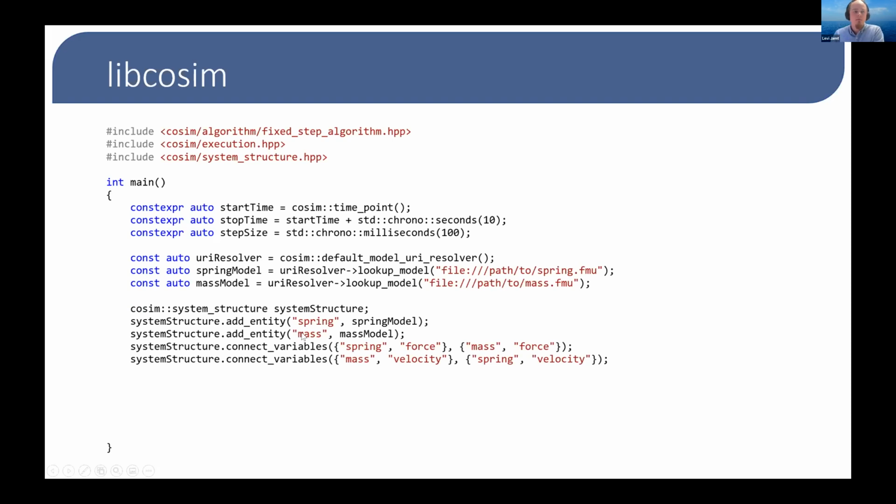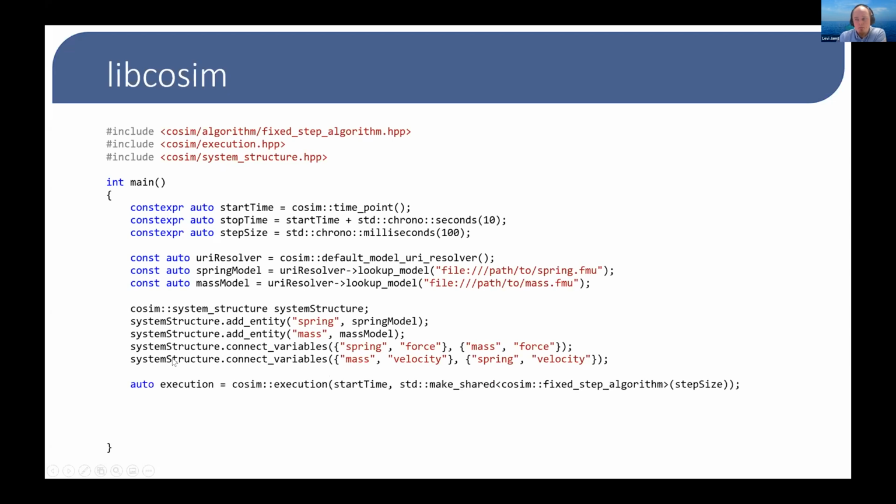Then we can connect variables from the two models programmatically. In this example, we connect variables. We connect the spring output force to the mass input force, and the mass output velocity to the spring input velocity, which finalizes the system structure in this example.